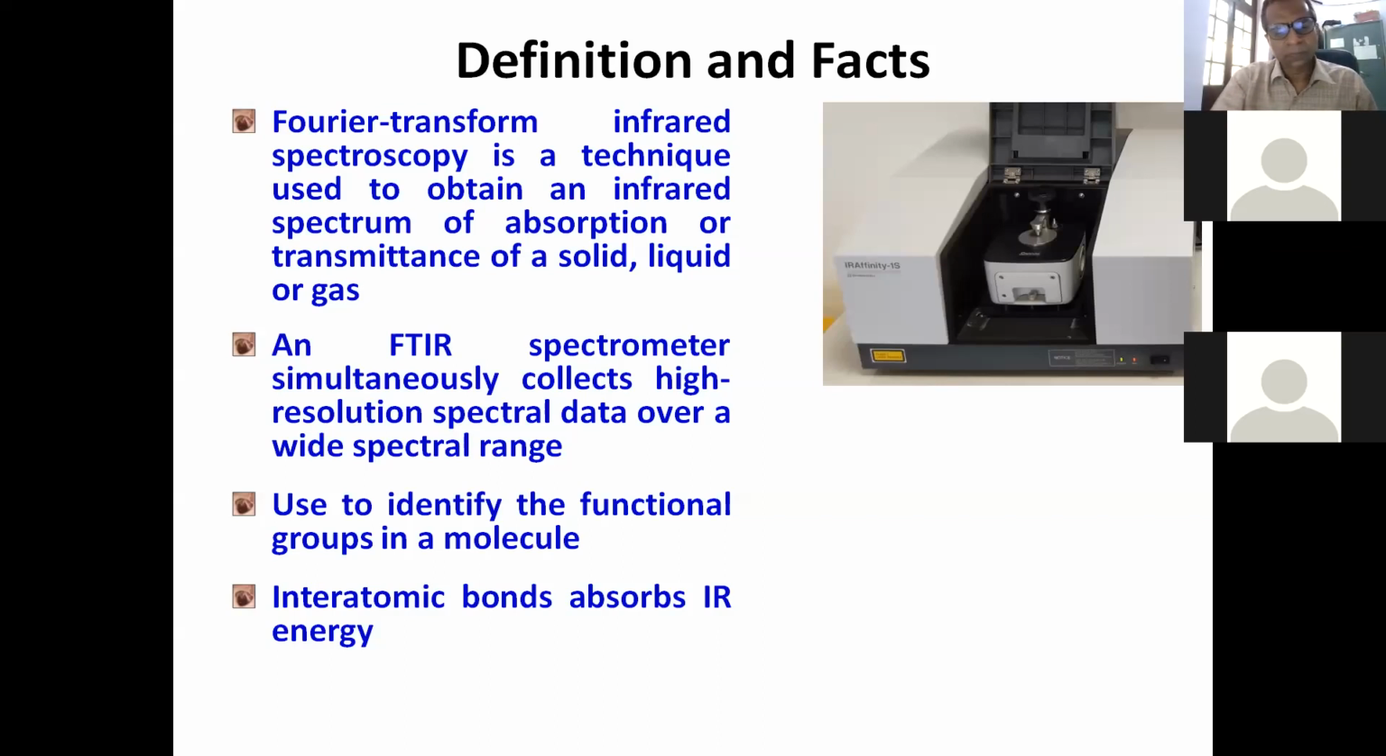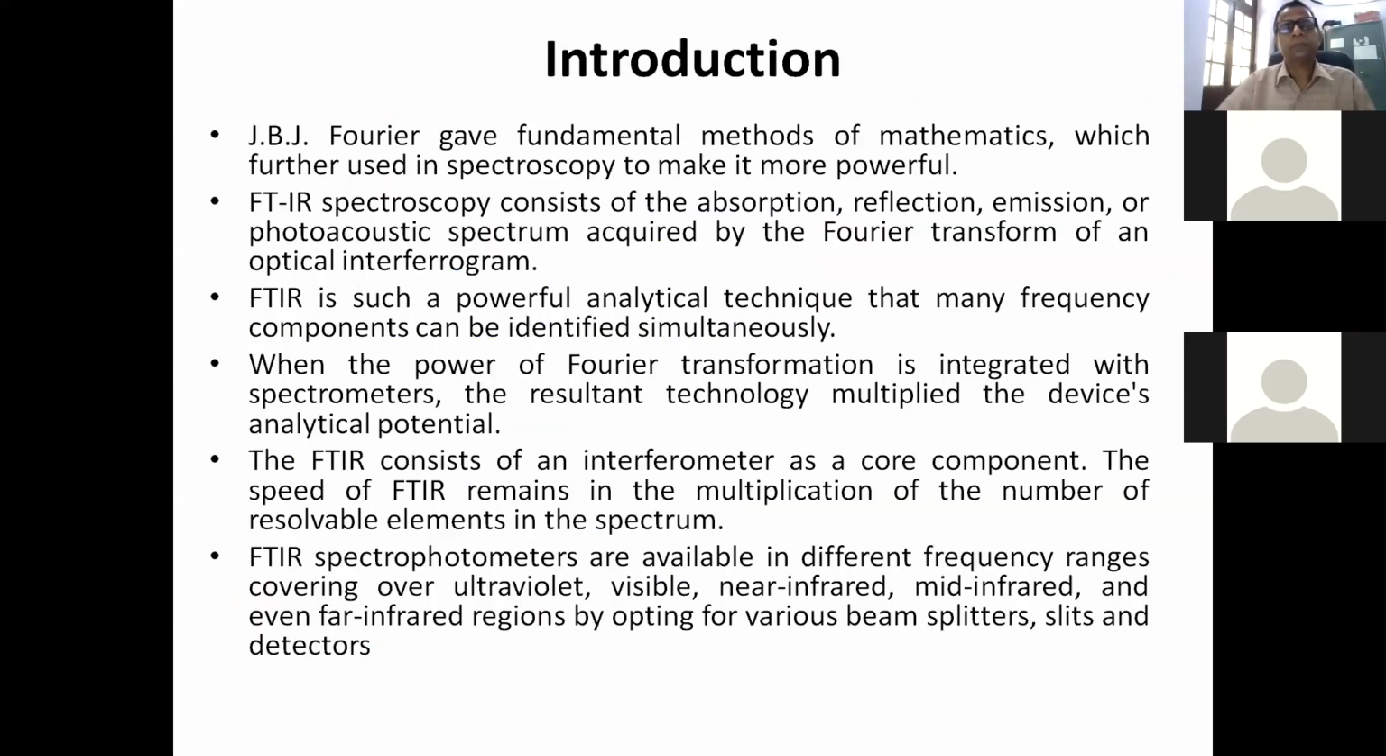Interatomic bonds absorb the IR energy, and this absorption is quantified with the help of an interferogram. Thereafter, this interferogram is transformed by using the Fourier transform equation to get precise results in the form of wave number and transmittance.